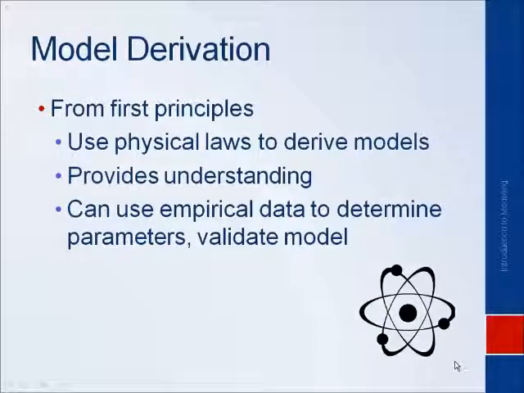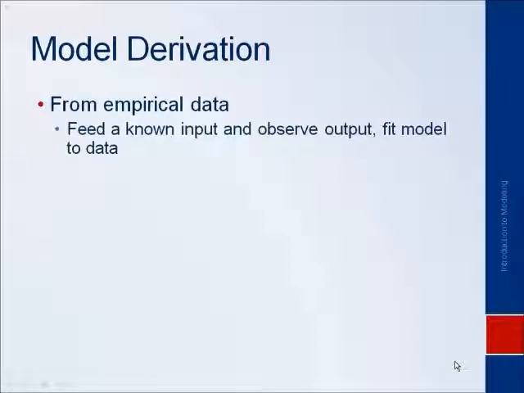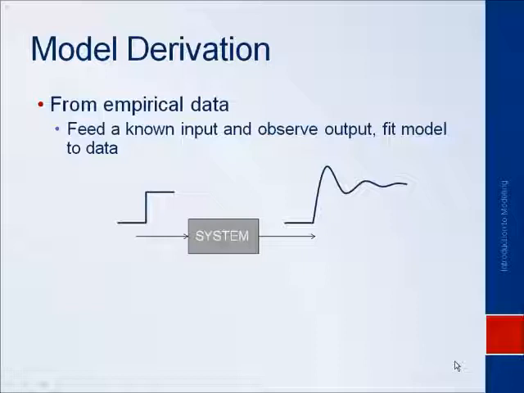An alternative approach for deriving models is from empirical data. In particular, you can feed a known input into the system and observe the output, and then try and fit a mathematical equation that matches the input to the output. For example, our system could be a motor, and you could apply a 5-volt input to it and observe how the speed of the motor changes, and then try and fit an equation that matches that voltage input to the observed response of the motor speed.